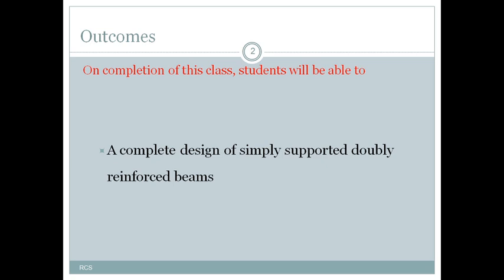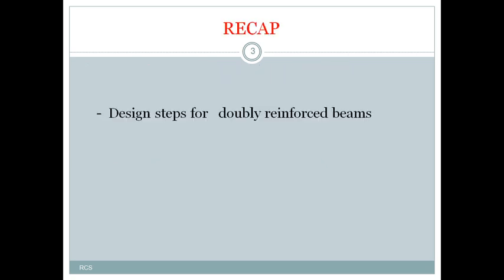Let us recall what we discussed in the last class. We discussed the design steps for designing doubly reinforced beams. So let me recall those steps. First, we have to calculate the total load or factored load. Based on the factored load, we calculate the factored bending moment. After that, we calculate the limiting moment of resistance of the beam. Then we compare the factored bending moment and the limiting moment of resistance of the beam.